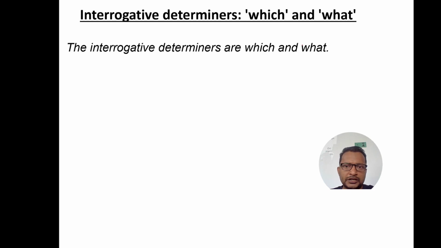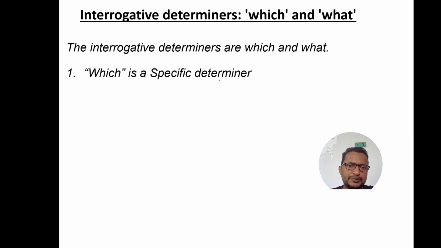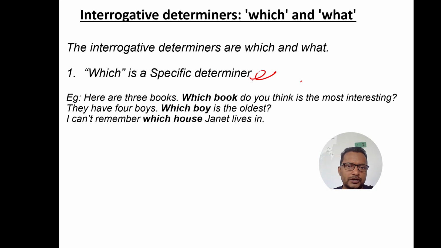So the interrogative determiner which is a specific determiner, meaning you already know which one you are talking about. Like, for example, here are three books. Which book do you think is the most interesting? See, which comes. You will not say what book. So now you are comparing the interesting book among these three books only. You are not comparing with others. They have 4 boys. Which boy is the oldest? So among those 4 boys, you are referring to which one is the oldest, right?